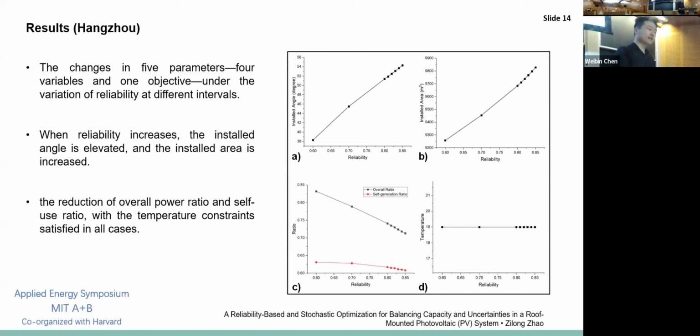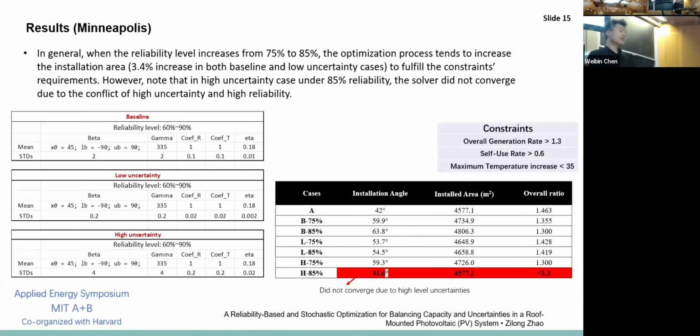When you're increasing the reliability level, typically the algorithm will recommend a higher installation angle to make it safer. And this is the result from Minneapolis. Since they have different trends for those parameters, we have implemented different constraints. In this case, we want an overall generation ratio above 1.3, self-use rate bigger than 0.6, and maximum temperature increase below 35 degrees Celsius. And here are the results.